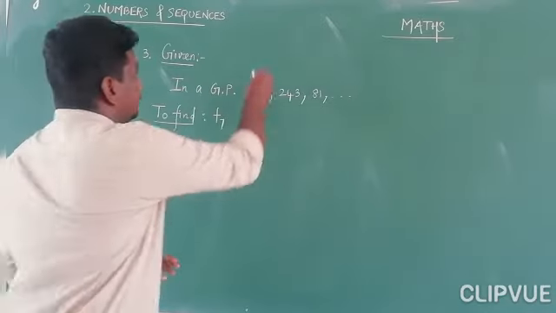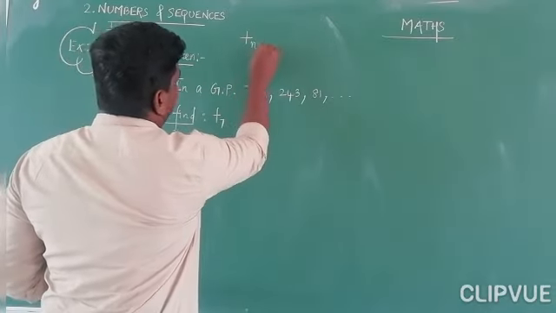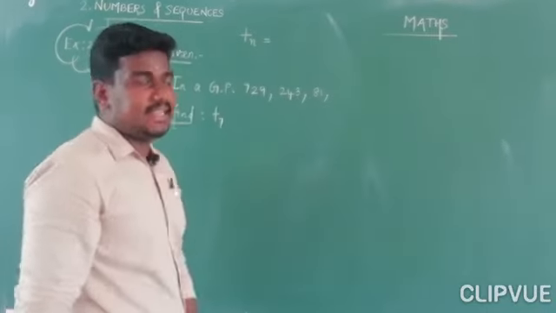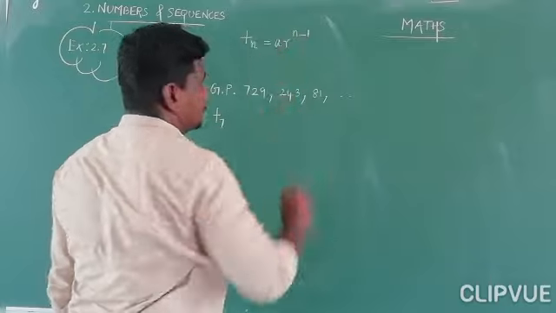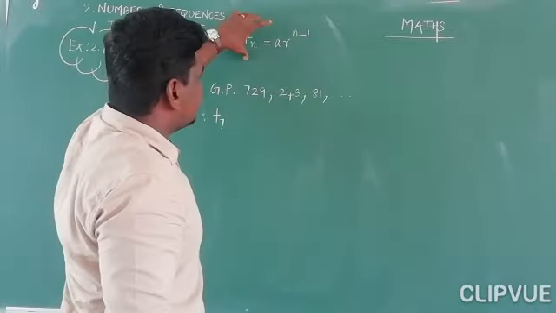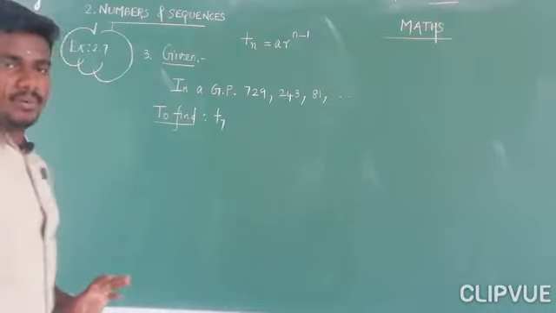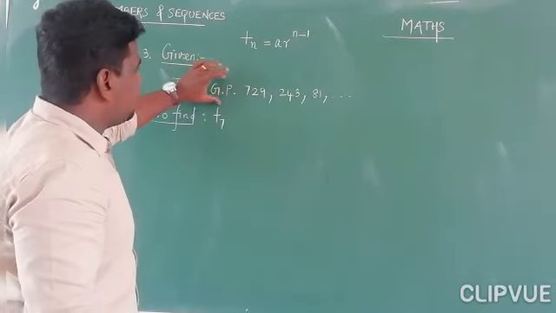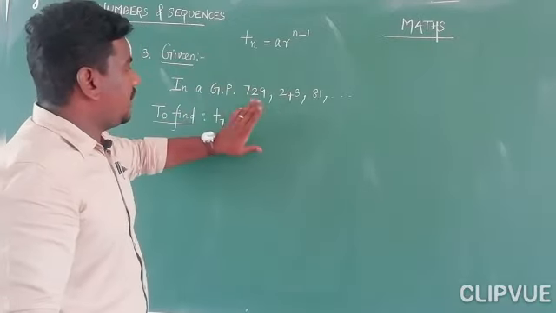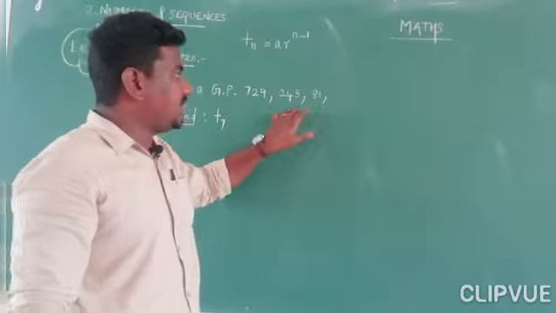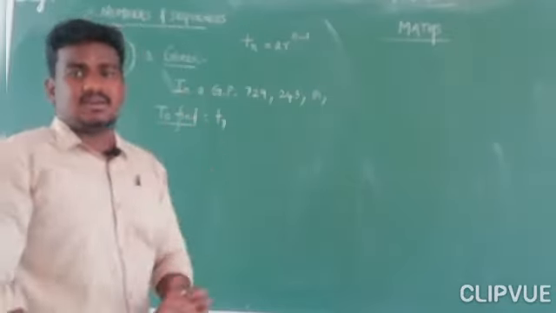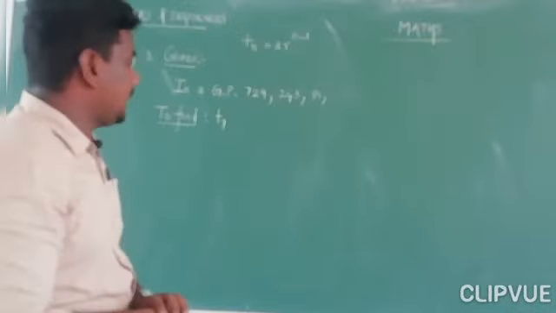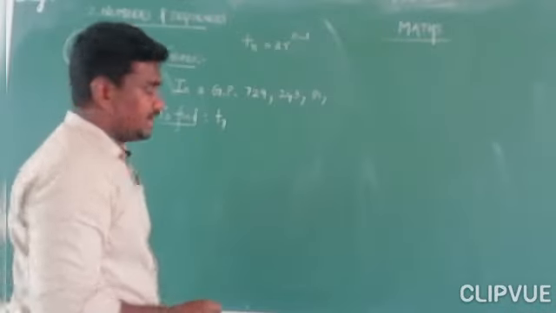You know that the general term of a geometric sequence is very important. Tn is equal to a r power n minus 1. So using this concept we are going to solve this problem. Given in a GP, the terms are 729, 243, 81 and so on. They are asking to find the seventh term of the geometric progression. So T7 we are going to find.